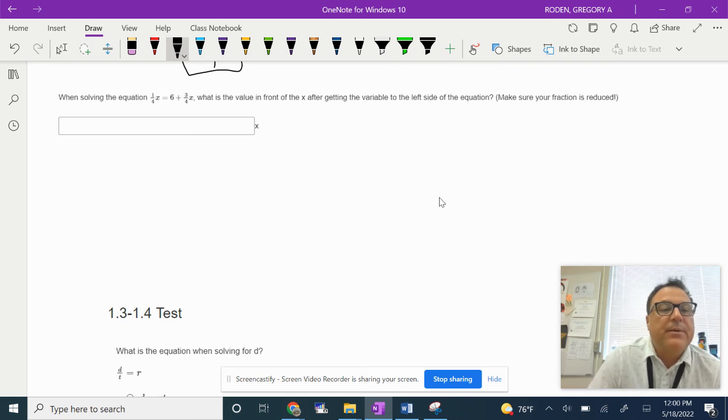So now the next thing I'm going to do is, because I'm doing fractions here and I think they're fantastic, let's see, when solving this one, what is the value in front of the x after getting the variable on the left side of the equation?